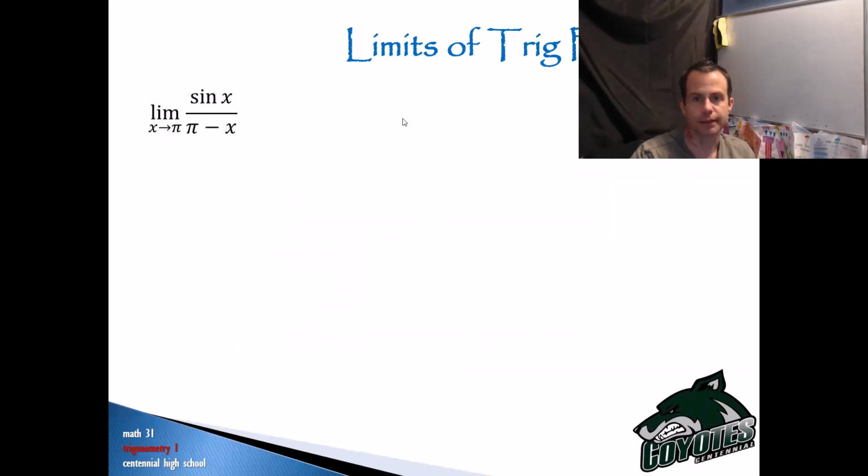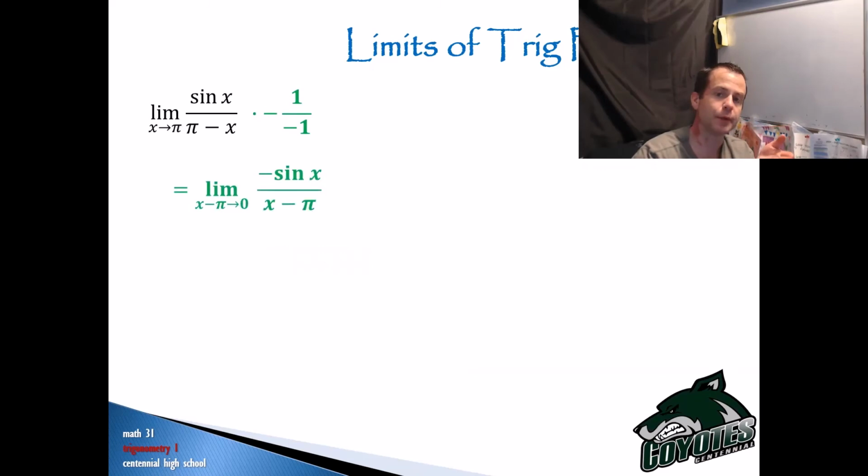Let's take a look at this guy. The limit of sine x over pi minus x as x approaches pi. Well, as x approaches pi, I would first like to have this say x minus pi instead of pi minus x. To do that, all I have to do is factor out a negative 1. So the first thing I'm going to do is factor out a negative 1.